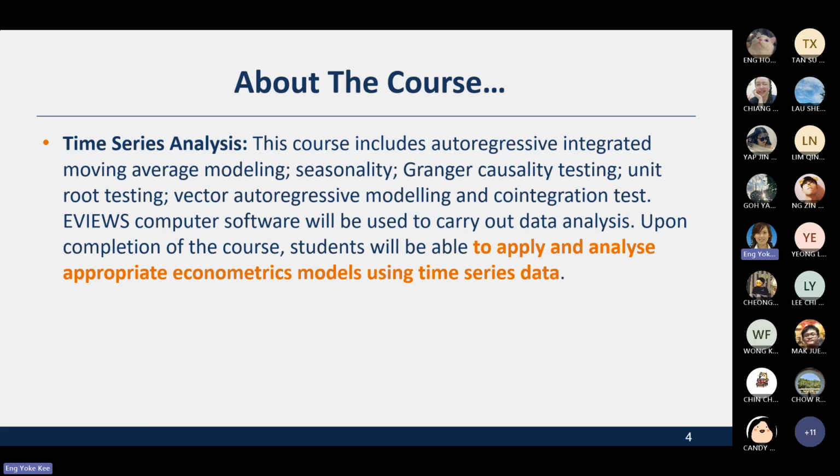So in this case, there are two parts. First is forecasting. Second is trying to examine the relationship between the two. So all the topics that we cover basically deal with these two themes. First is forecasting. Second is to examine relationship, right?